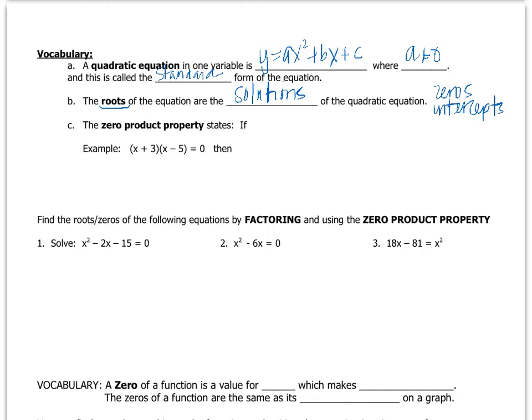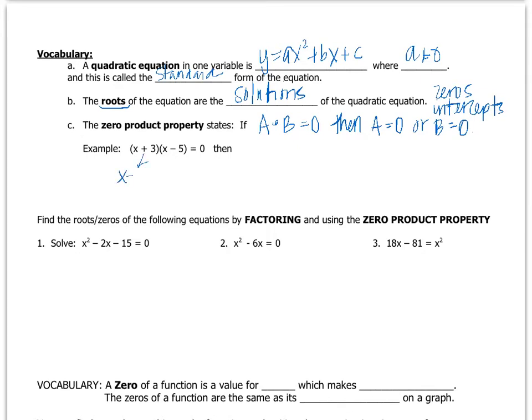Okay? Now, the zero product property states, here's what it says. If I have one factor A times another factor B equals 0, then either A has to equal 0 or B has to equal 0. One of them has to equal 0 in order to get 0 as an answer. Okay? So here's how that works. And we did this in intercept form in section 4.2.